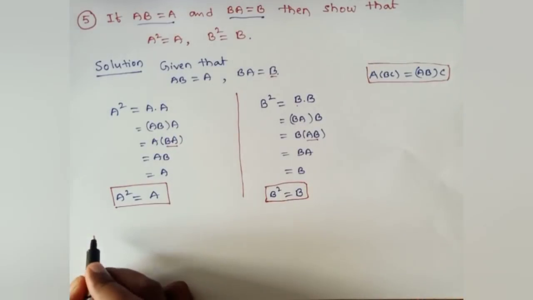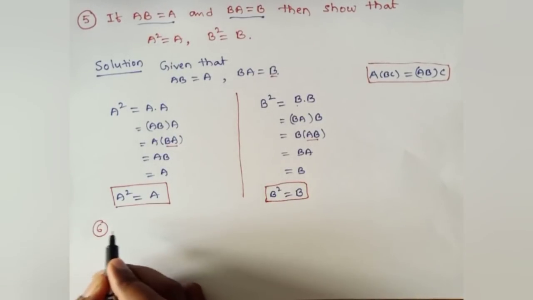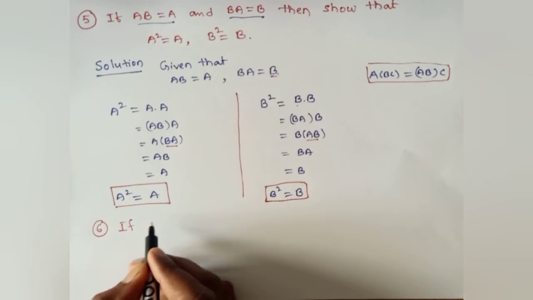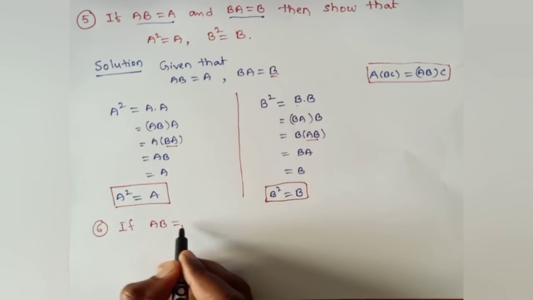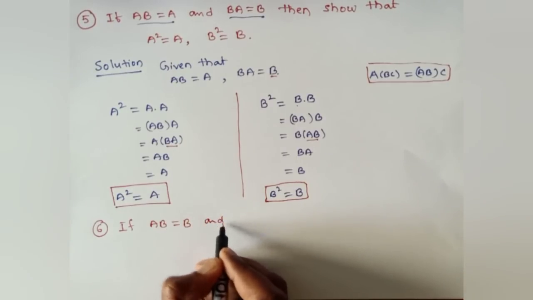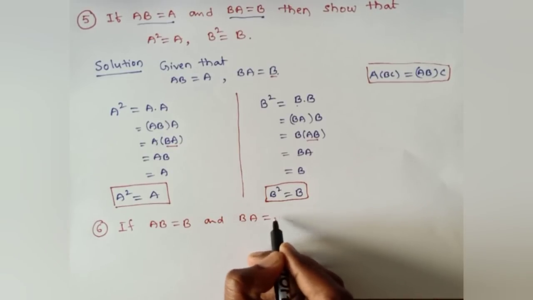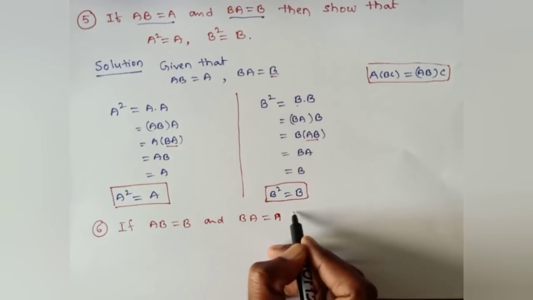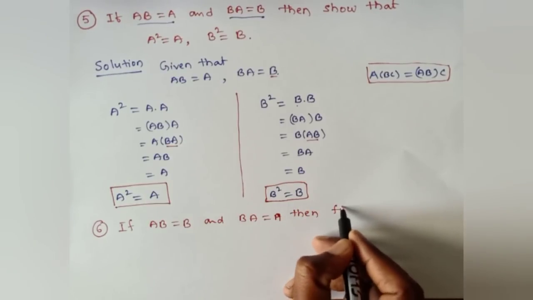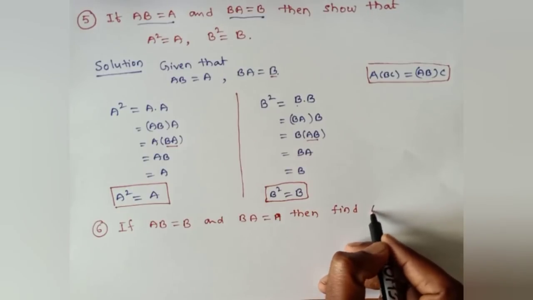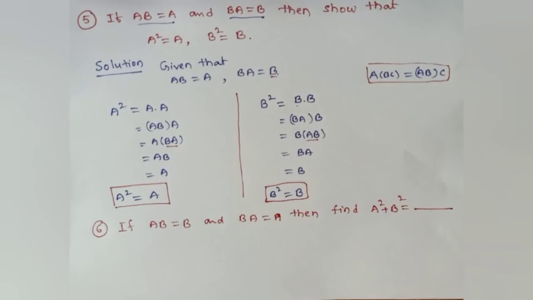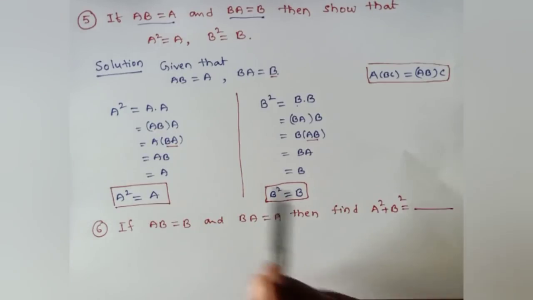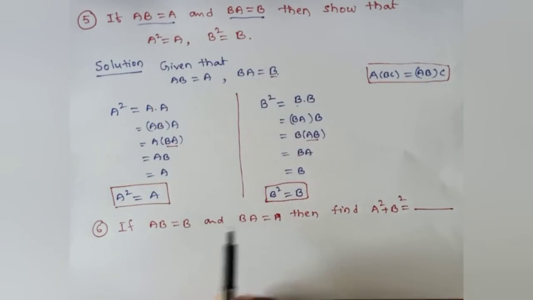Now try a problem related to this. Sixth one: if AB is B and BA is A, then find A square plus B square. You can solve this problem. Here in the earlier problem AB was A, but here AB is B and BA is A.